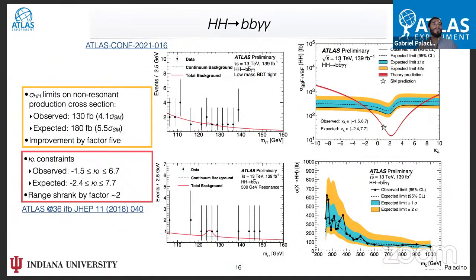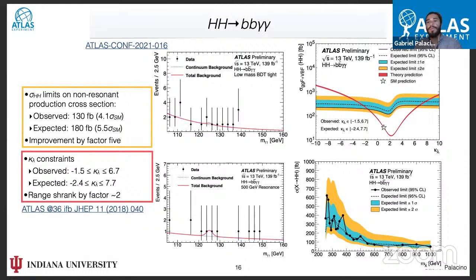So I guess the two main points to make here is that the limits on the di-Higgs non-resonant production cross-section, the observed limit is at 4.1 times the standard model prediction, and the expected is 5.5 times. This is an improvement by a factor of 5 with respect to the previous results, which you can find here. And this is due to two things. The first one is that there's a factor of 2 from luminosity, and then the rest comes from the improved analysis techniques. And in terms of the kappa lambda constraints, the range has shrunk by a factor of 2, and now it is limited to minus 1.5 to 6.7.